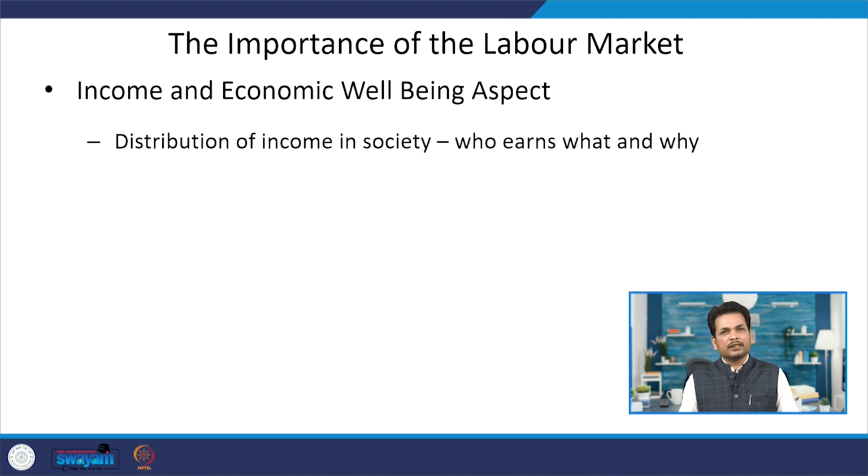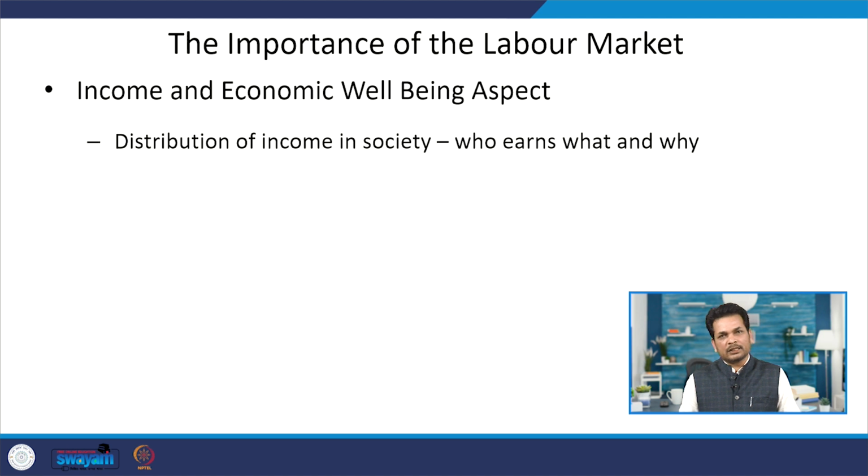It decides the income and economic well-being of the individuals. It decides the distribution of income in the society. The individuals sell their labor hours in the labor market. In lieu of that, they get some income. With that income, they are going to consume certain goods and services. So, that income decides the standard of living.